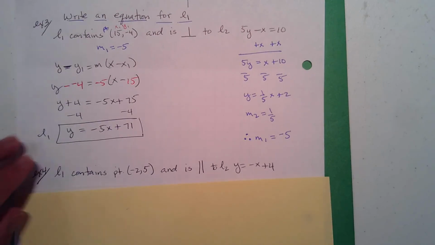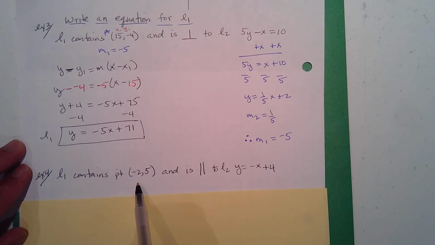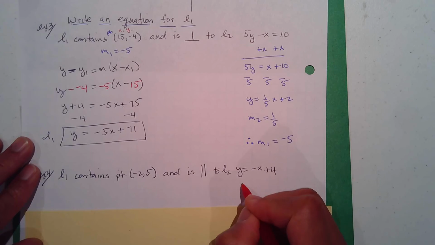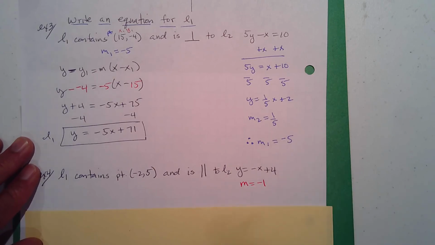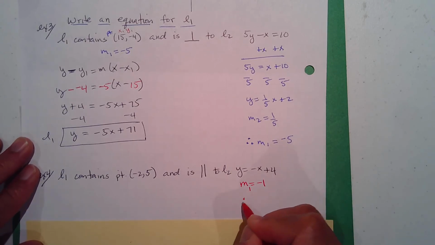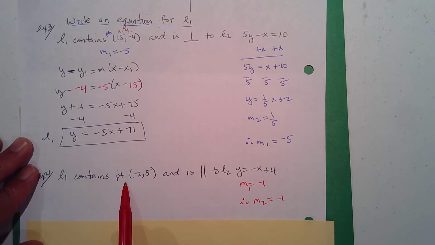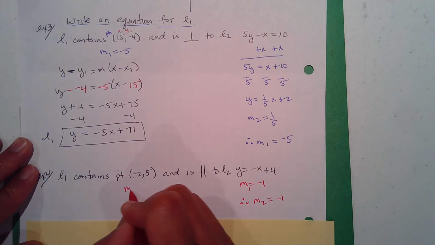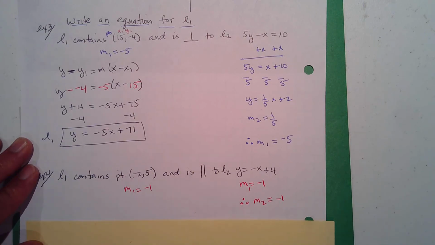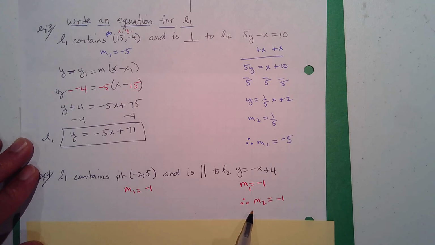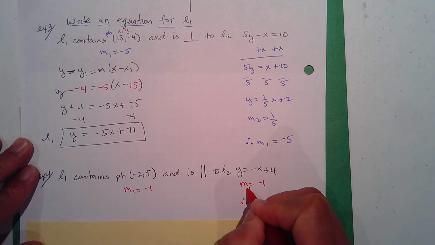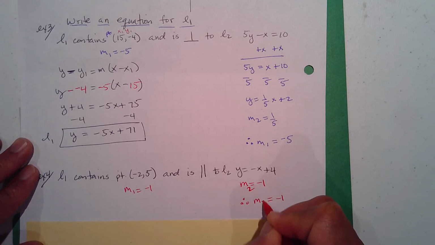All right, example 4. Line 1 contains point (-2, 5) and is parallel to line 2, y equals negative x plus 4. Well, y is by itself already, so the slope is negative 1. Therefore, the slope of line 1 is negative 1 because when lines are parallel, slopes are equal. So we have our slope and point. Sorry, this should be m2, this should be m1.